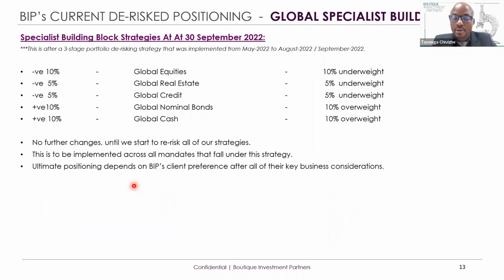For our global multi-asset portfolios, we cut global equities by 10. We cut global property by 5 because the benchmark weight for property here is 10. The benchmark weight for global credit in a lot of these strategies is also 10, so we cut that by 5, creating a 20% defensive block that went into global bonds and global cash. Here, you don't have to worry about our rand-dollar issue because these are pure global multi-asset portfolios.